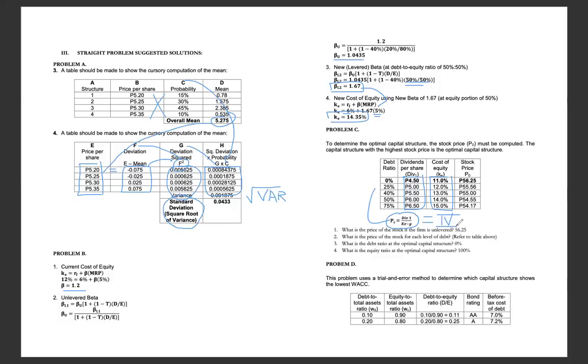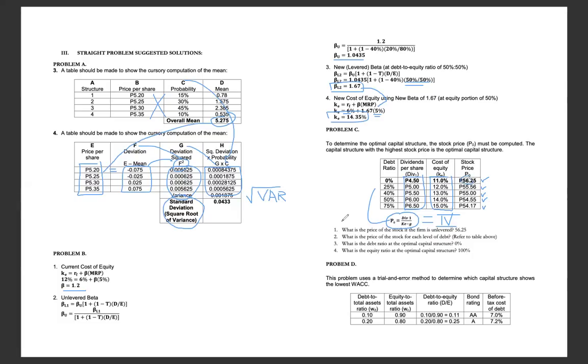Okay? So, applying the formula div1 over RS minus G or KE minus G, ang ating price of the stock is 56.25 sa zero debt. 55.56 sa 25% debt ratio, 55 pesos kapag 40%, 54.55 kapag 50%, and 54.17 kapag 75%. So it shows that at zero debt, unlevered, mataas yung stock price. So ang optimal, piliin natin yung pinakamataas ang stock price.